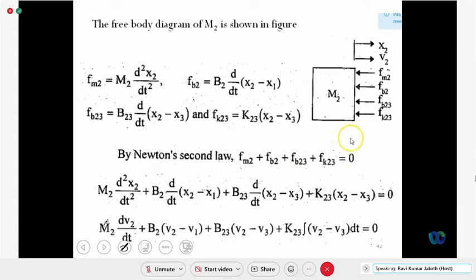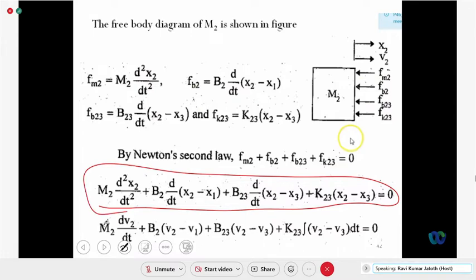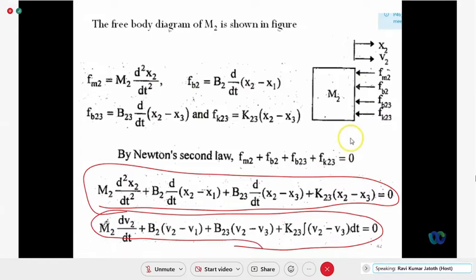Then next this is M2, okay. So this you can write, and similarly we can write this equation and equivalent now. It is okay. Yes, sir.